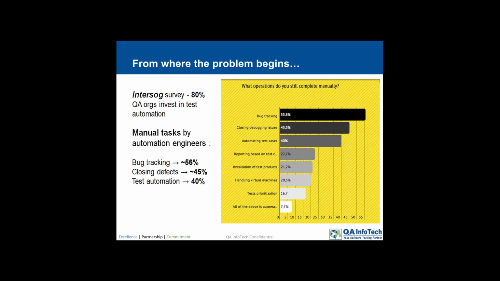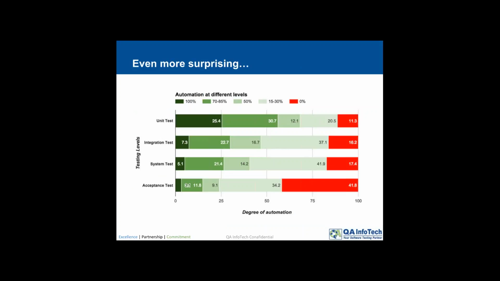Similarly, 45% of the automation engineers need to take care of closing defects manually. Yet another manual task is test case scripting, which takes a share of about 40%. Moving on to the next slide, here is another survey which discloses even more surprising facts. This graph is generated based on the degree of automation done at the different testing levels.